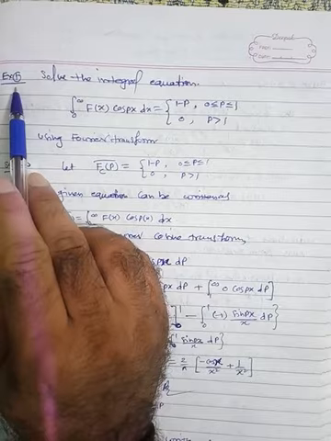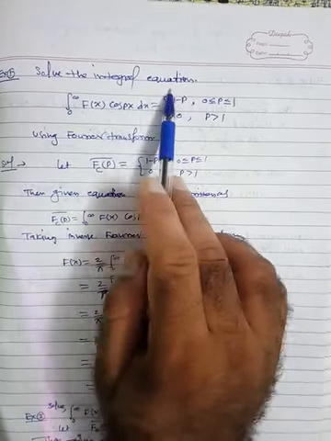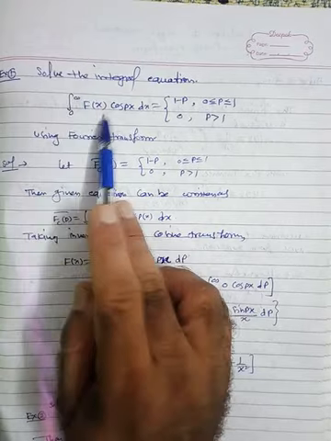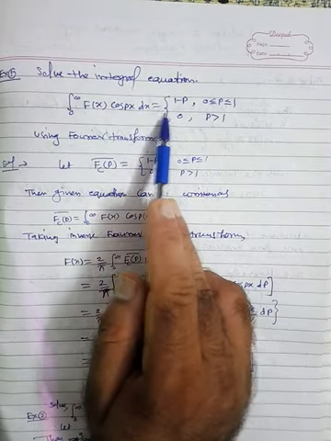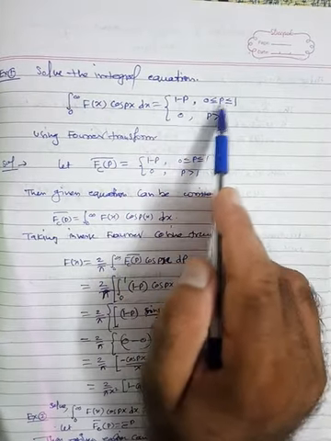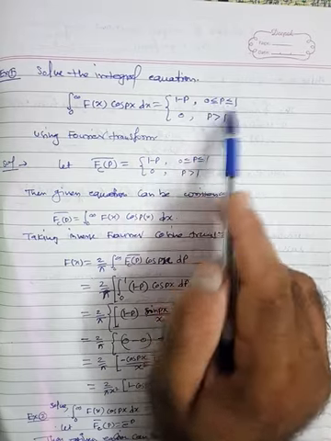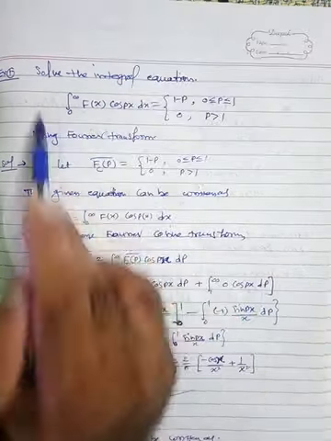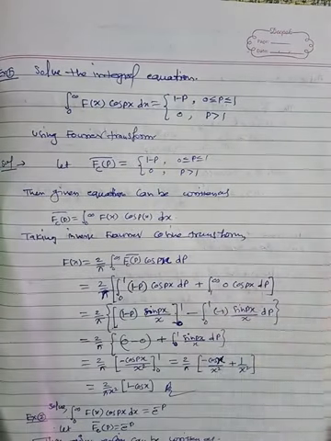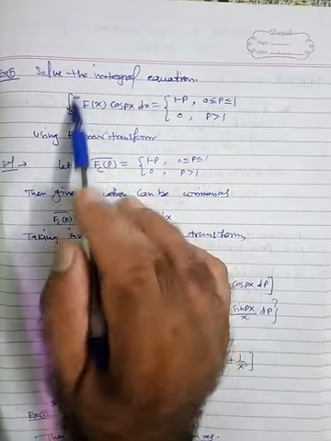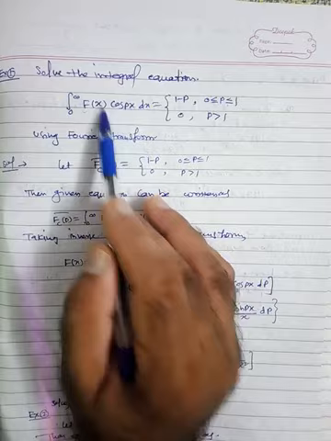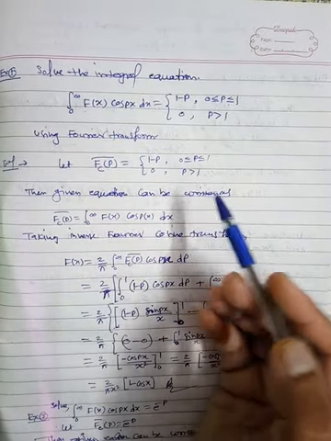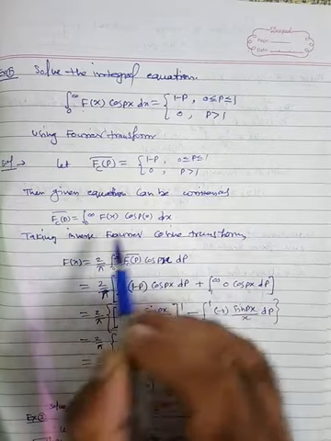So, example number 1. Solve the integral equation ∫ from 0 to infinity f(x) cos px dx equals 1 minus p when p is between 0 and 1, and 0 when p is greater than 1, using Fourier transform. So find the solution of this integral equation. Now you will see here we have the term cos px and hence we have to apply the Fourier cosine transform. So what is the Fourier cosine transform?